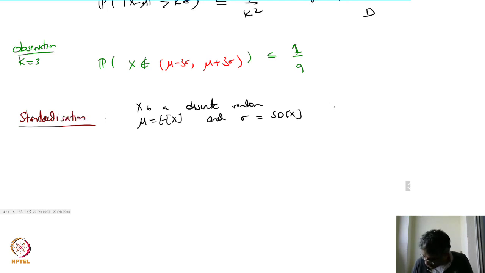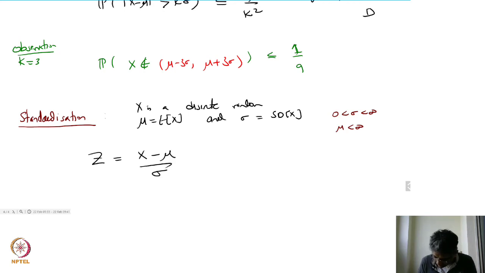So let's say mu and sigma are both finite. Sigma is not 0, and mu is some number. It can be 0, it's okay, but some number. Then let's look at the random variable z, which is x minus mu divided by sigma. Now sigma is positive, so I can consider x minus mu over sigma. Now z is also a discrete random variable.